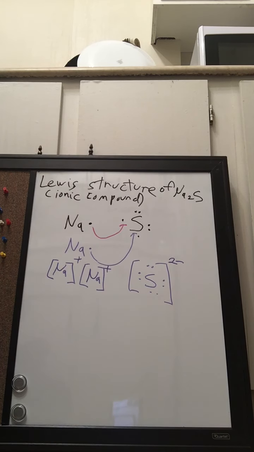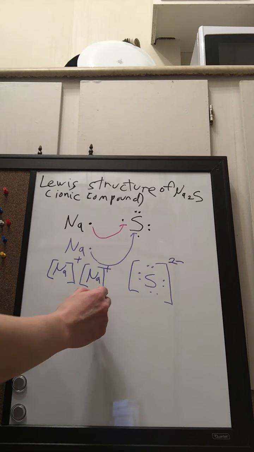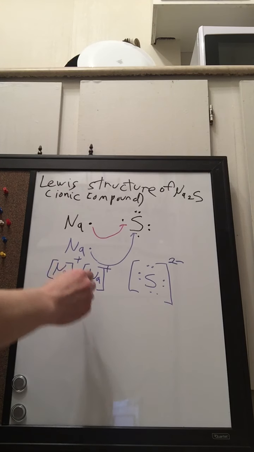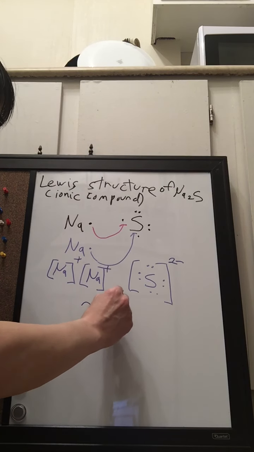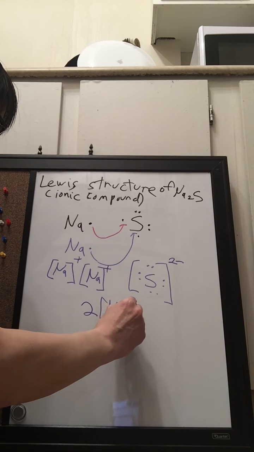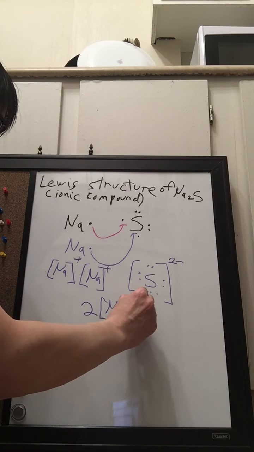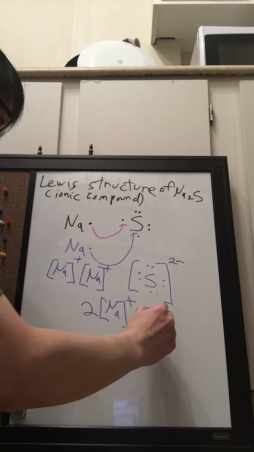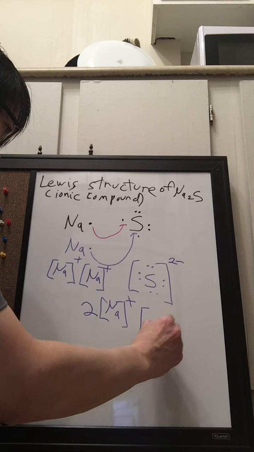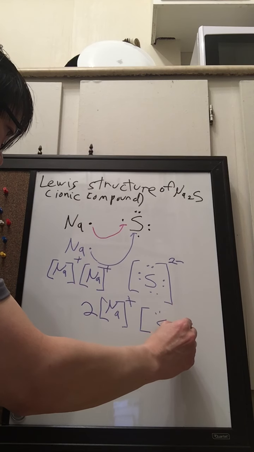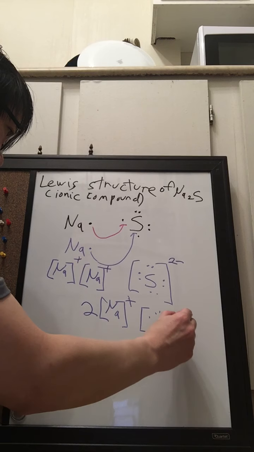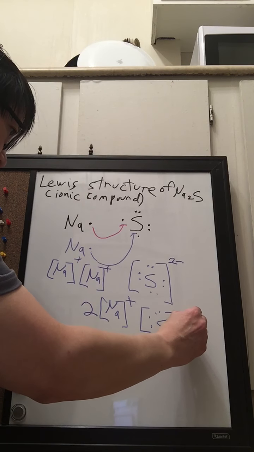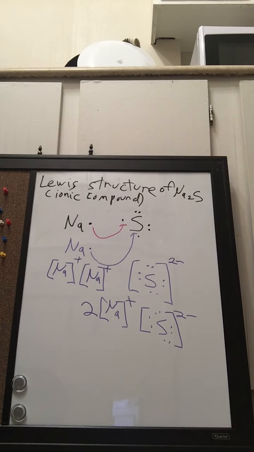Okay? And so we have to write that out in the formal way. And the formal way would be, we have 2 of these, 2 sodiums. So we have 2 Na plus, and then we have the sulfur ion. And that's the Lewis structure for Na2S.